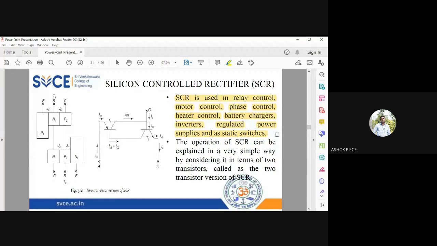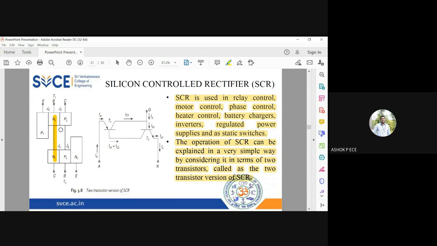If you want to explain the operation of SCR, I can explain it by considering it as two transistors. It is called the two transistor version of SCR. See here, SCR is a four layer device, PNPN, so I can consider it to be made up of two transistors. See here, P1, N1, P2, N1, P2: it consists of one PNP and one NPN transistor.